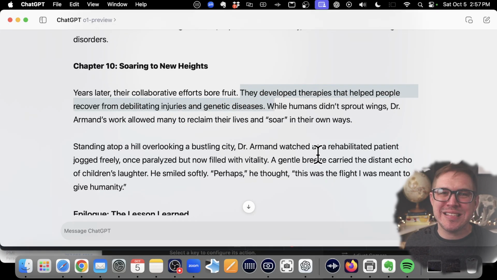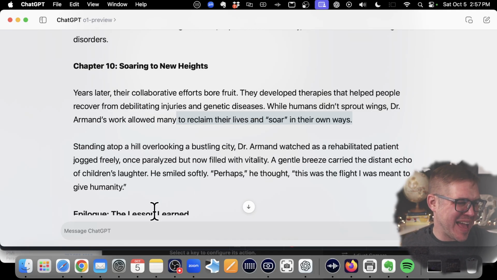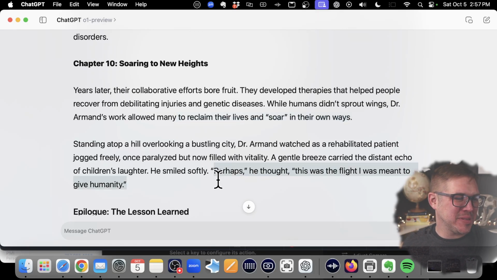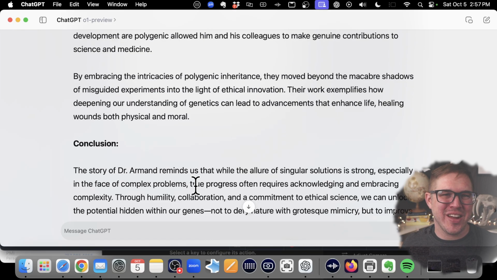Oh, this is a nice little twist. It doesn't work. Reclaim their lives and soar in their own ways. I love that. Perhaps, he thought, this was the flight I was meant to give humanity. Oh, that's so nice. Okay, great, wonderful.